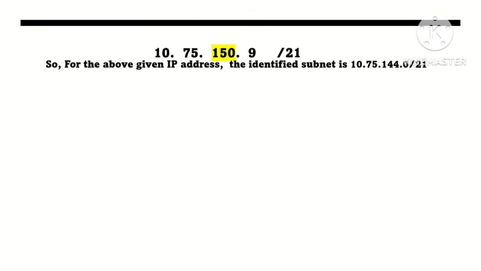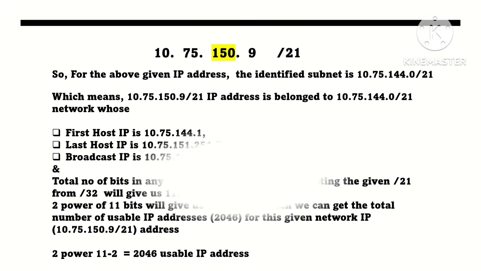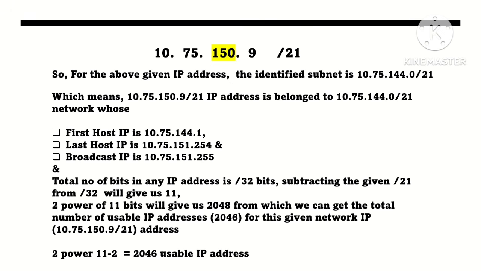So 10.75.144.0/21 will be the subnet for this IP. How do you identify it? Since we have identified the possible subnets using the blocks, we got the block size, that is 8. So when you divide this 150 by 8, you will get the closest subnet, which is going to be your answer. So that's how we can derive the subnet of a given IP in a few seconds using the secret block.